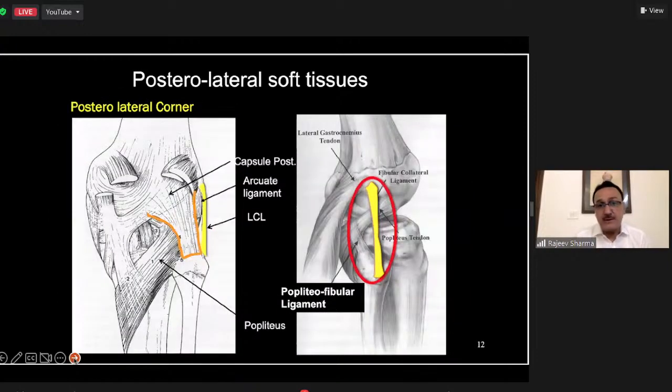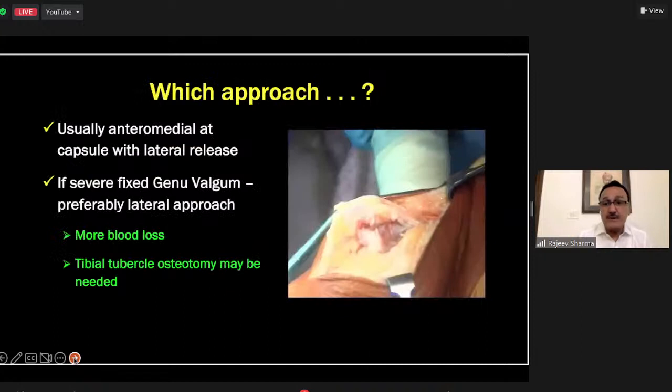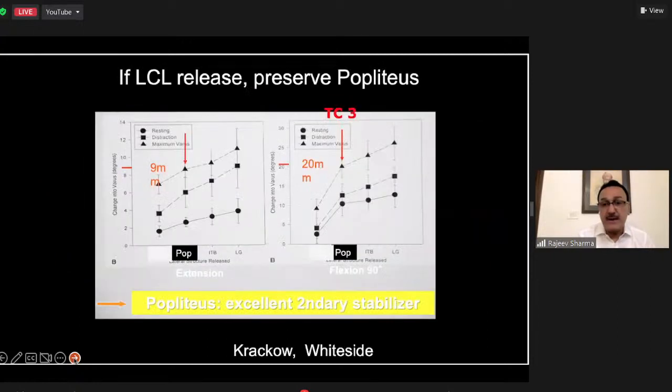Now, posterolateral soft tissue release, posterolateral corner: you have already seen how these structures need to be released. Manoj has explained very well that the iliotibial band has to be released, which is a very, very important thing in these cases. Which approach to be taken? Usually people take the medial approach; the lateral approach only in cases where you have a fixed genu valgum or you have to do a tibial tubercle osteotomy. These are the cases, in my experience, which are important to be taken up with the lateral approach.